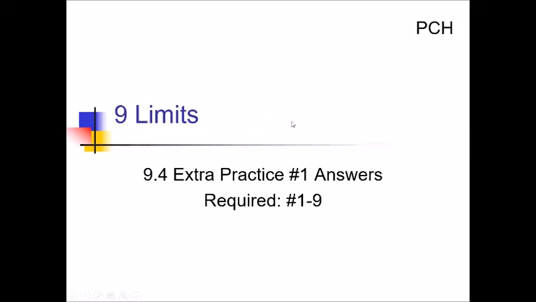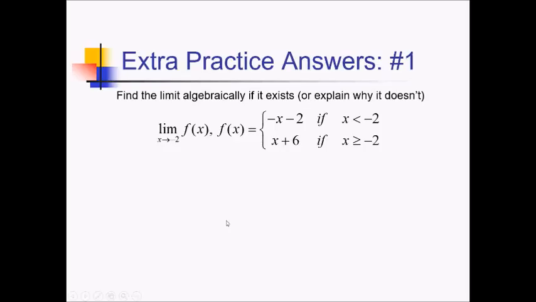Hi there, Mr. Sutton here, bringing you the Pre-Cal Honors 9-4 Extra Practice Number 1 solutions on algebraic limits of piecewise functions. For this one, we're trying to find the limit as x approaches -2 of this piecewise function. Since -2 is a border value, that means we have to consider the left and the right-sided limits at -2.